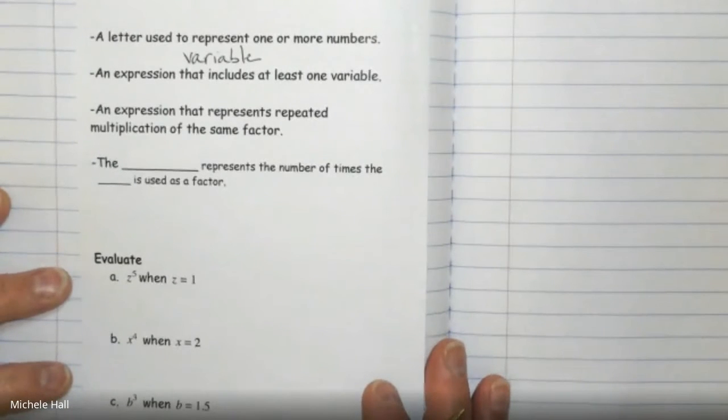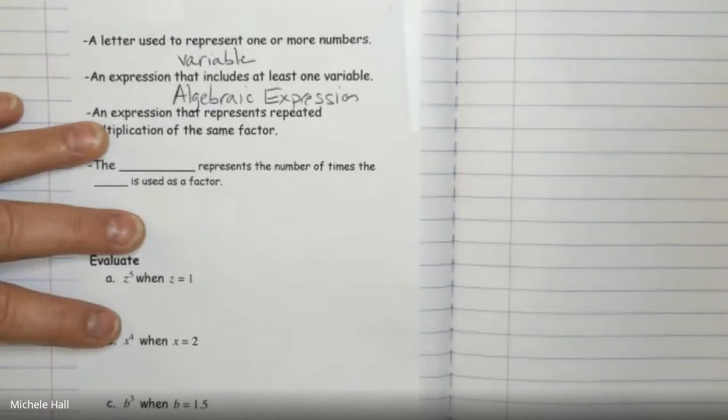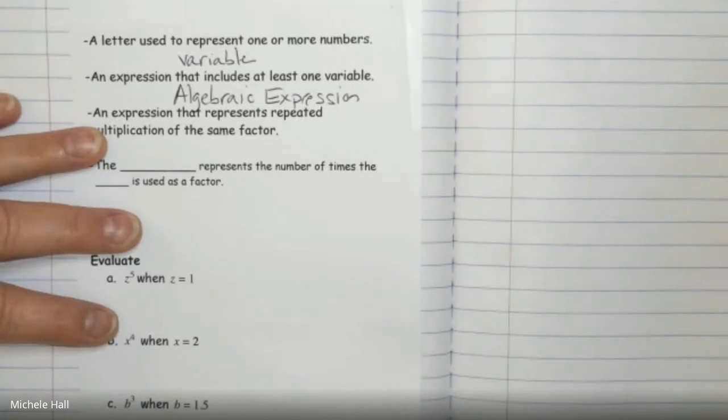52. Exactly. An expression that includes at least one variable. What's it called? A-L-G-E-B-R-A, algebra. And then put IC at the end. Algebraic.